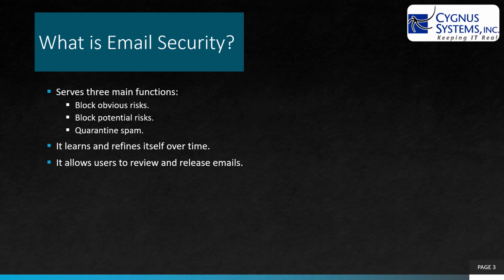The second function is to check every email against a heuristic set of rules to determine if that email is a potential phishing attempt or threat. Finally, the email security platform compares each email against known patterns and makes its best effort to quarantine emails which appear to be spam.